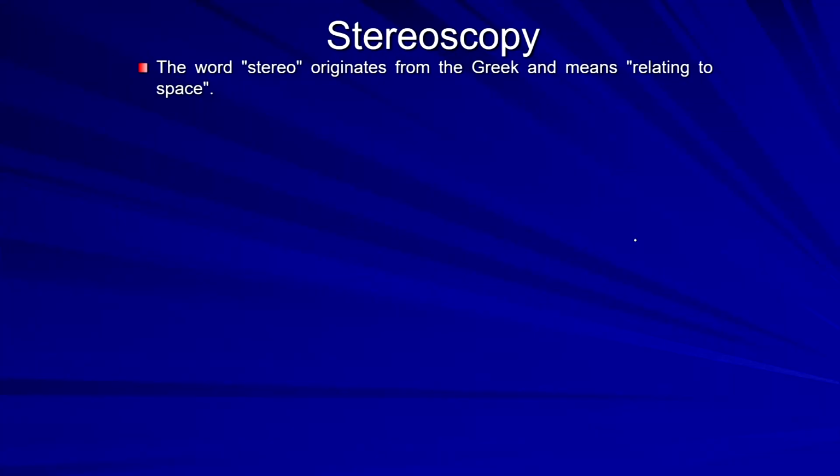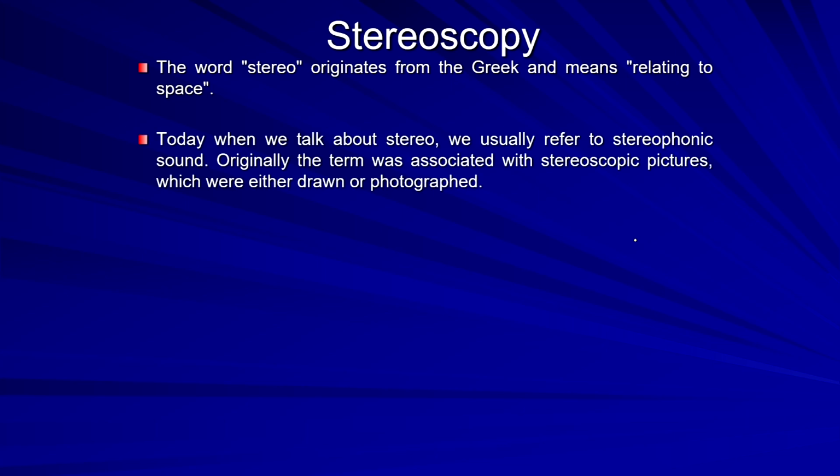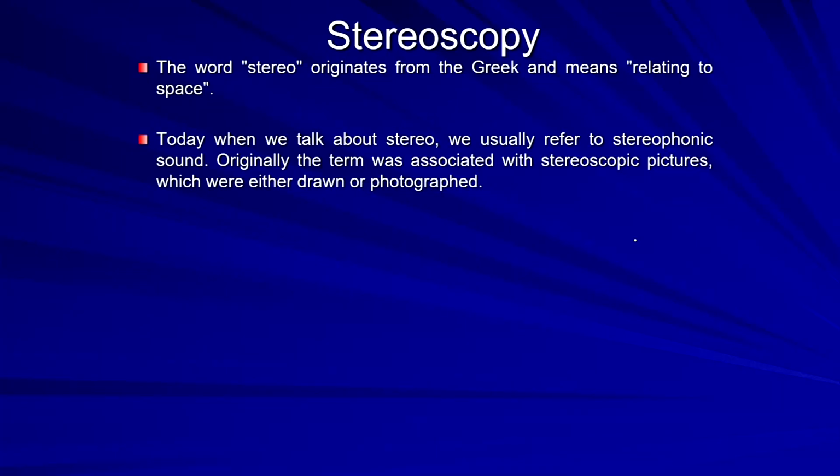Stereoscopy, as I have mentioned a bit in the previous lecture, helps us in getting a 3D perspective view of the terrain. So, let us look at what exactly stereoscopy is. The word stereo originates from Greek and means relative to space. Earlier, it was commonly used for stereo sound, so when we talked about stereo, we usually referred to stereophonic sound.